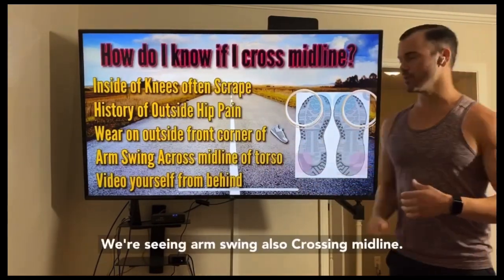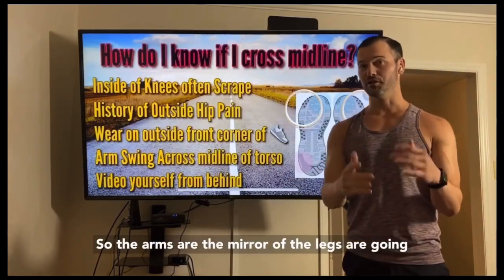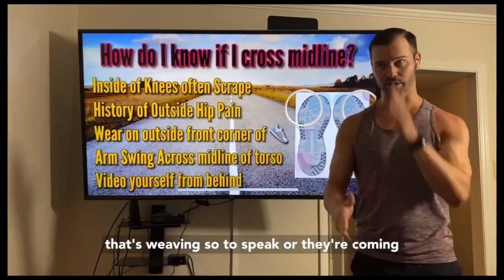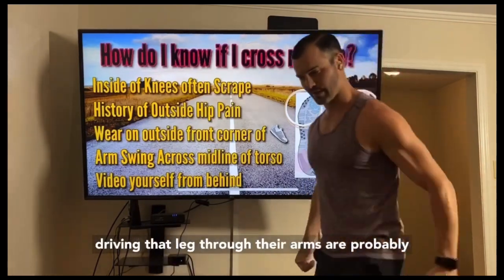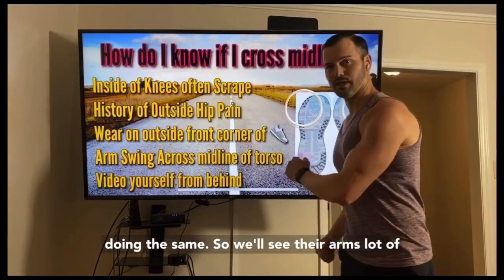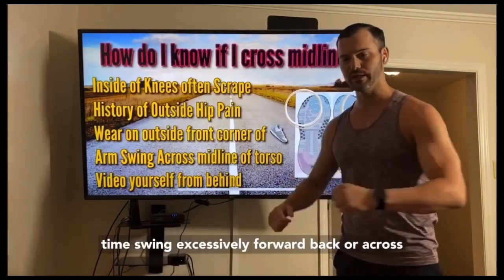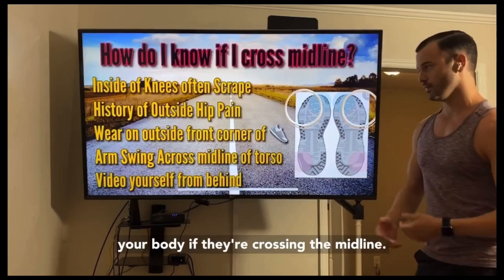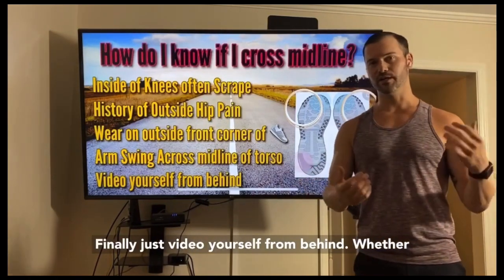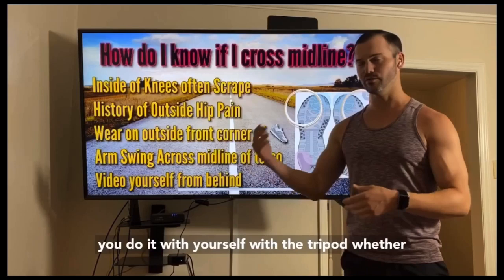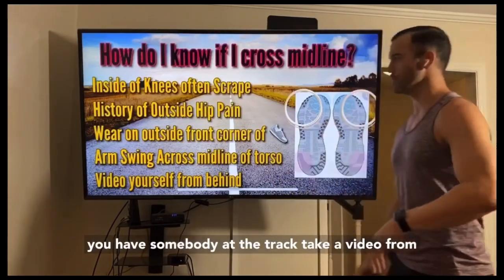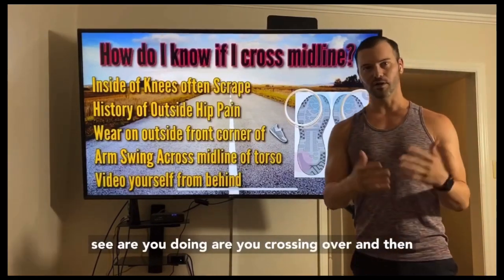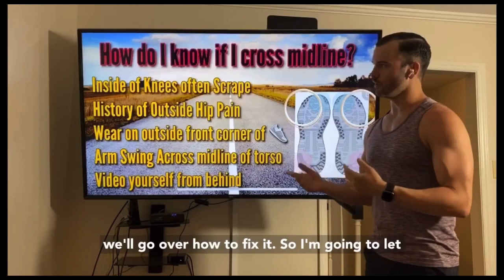We're seeing arm swing also crossing midline. So the arms are the mirror of the legs. They're going to tell you what's going on. If I've got someone that's weaving, so to speak, or they're coming out of that straight sagittal plane when they're driving that leg through, their arms are probably doing the same. So we'll see their arms a lot of times swing excessively forward and back or across your body if they're crossing midline. And finally, just video yourself from behind, whether you do it yourself with the tripod, or have somebody at the track take a video from behind, or on the treadmill for that matter, to see: are you doing it? Are you crossing over? And then we'll go over how to fix it.